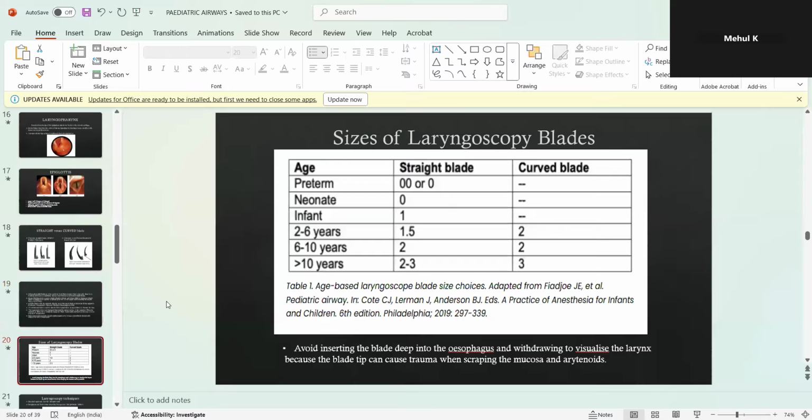These are the sizes of laryngoscopy blades recommended. For preterms, we go for a 00 or 0. For neonate, a 0. Infant, 1. And later on, you can please refer to the table.